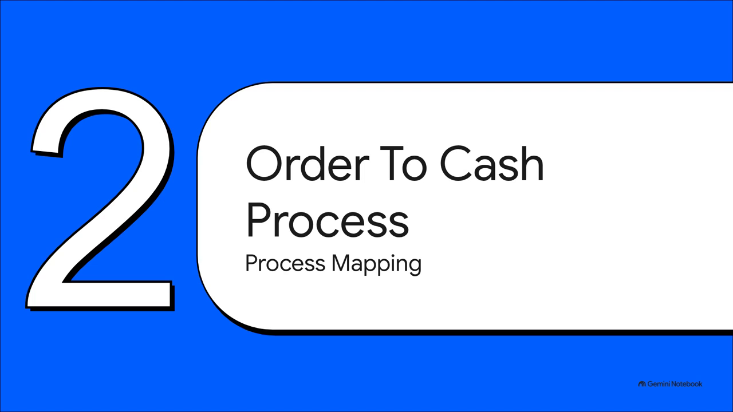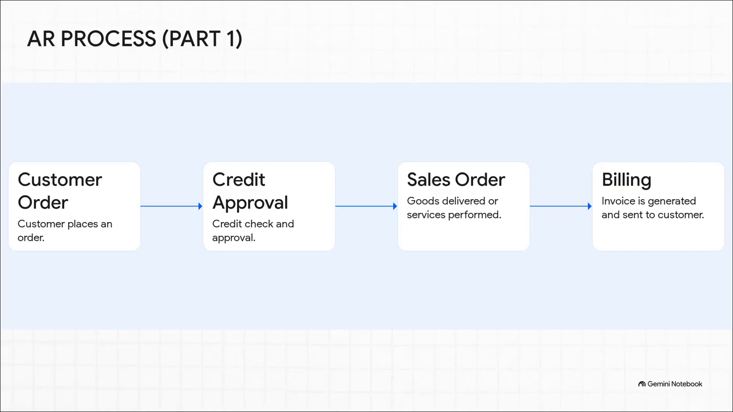Moving right along to Section 2, the order-to-cash process. The AR cycle generally follows a pretty standard 7-step chain. Step 1 is the customer order. Step 2 is credit approval, where we vet that specific customer. Step 3 is sales order and delivery, which is when the goods actually change hands. And Step 4 is billing, generating and sending the invoice. This first half of the cycle, it's really all about flawless execution and documentation.